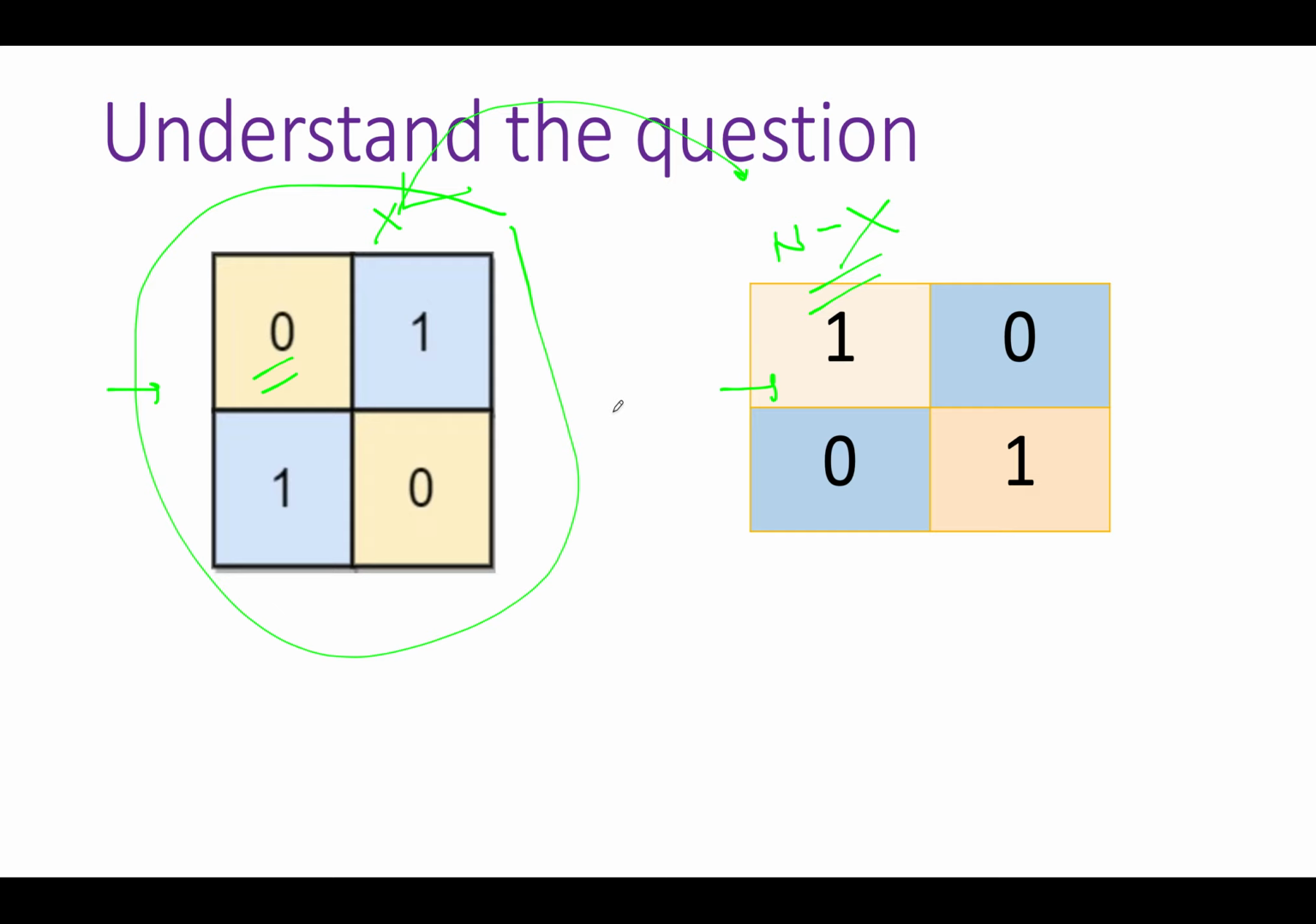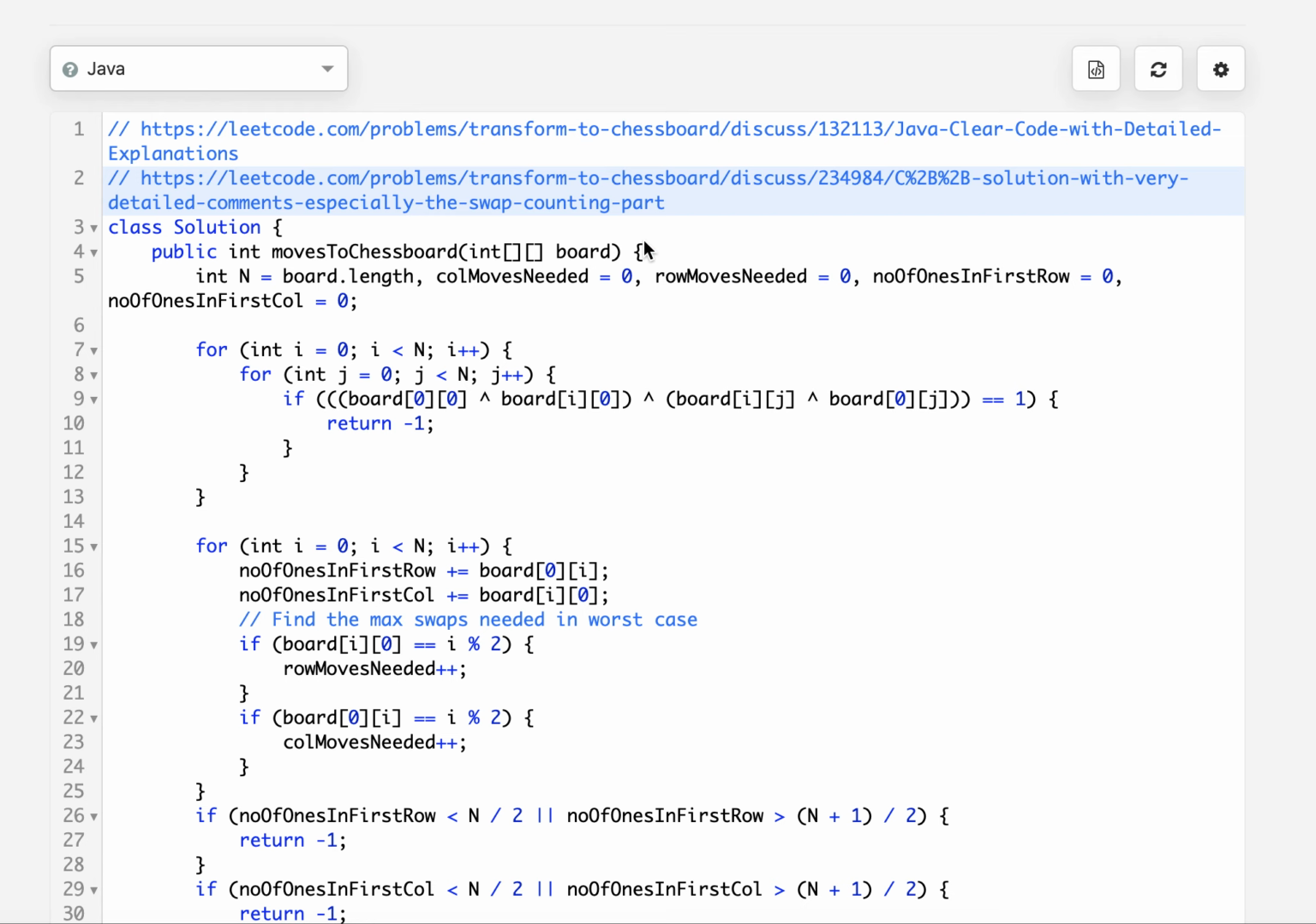Now let's move on to the coding section, where I'll explain the rest of the algorithm. I have attached the references of a few articles from where I extracted the code algorithm. Here we have defined four variables. N stands for board length, column moves needed is the number of column moves needed, row moves needed is the number of row moves needed, the number of ones in first row, and the number of ones in first column.